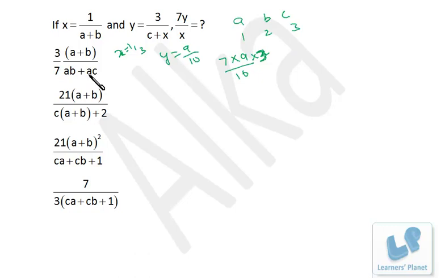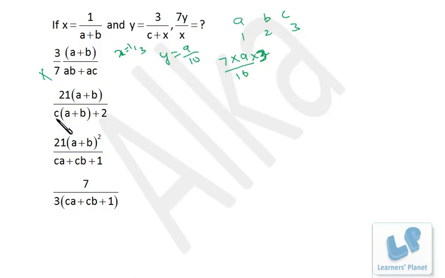Now let's put the values of ABC quickly into the options. The important thing that you have to see over here is that the numerator and the denominator are co-prime to each other. No cancellation is there, right? Now in the first option, 7AB plus AC, that means the denominator is actually a multiple of 7, but we don't have any 7 over here, so it's wrong, right?